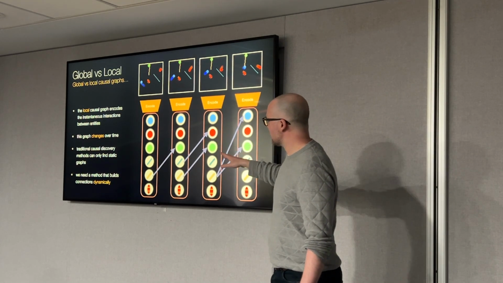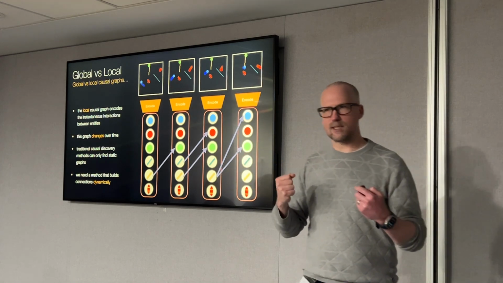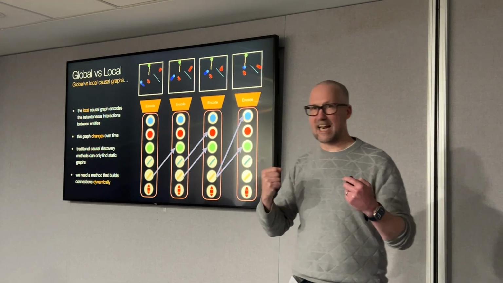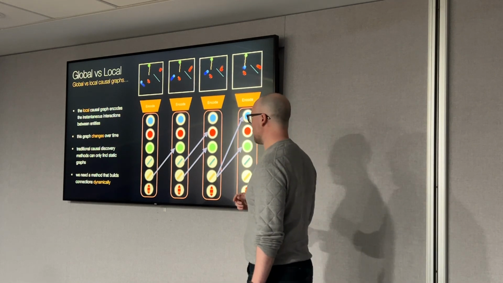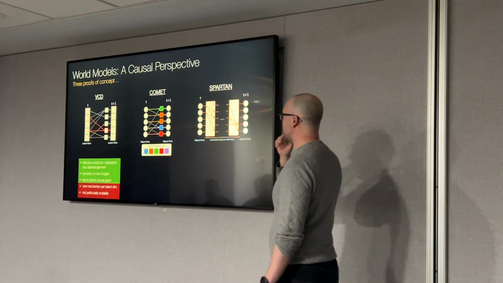But this notion here is that actually what we want is a flexible way of encoding which things interact at any moment in time. All right, and then we want to deal with really only those things. And we want to build that graph dynamically.